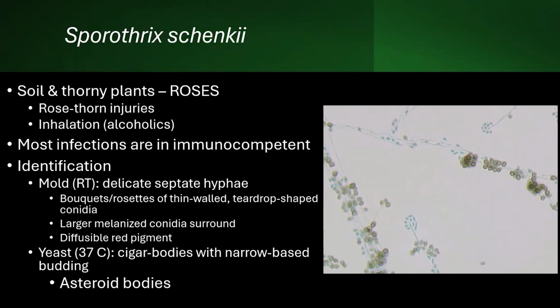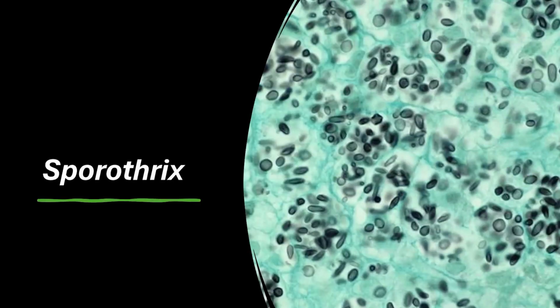The yeast phase is characterized by cigar bodies with narrow-based budding and the formation of asteroid bodies. So here we have a GMS stain of Sporothrix showing the yeast and some cigar-type formation.